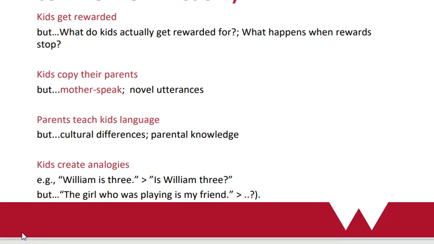We might also want to talk about children creating analogies. They might hear things like William is 3 and be able to turn it into a question. They might notice that people move the verb to the front in a question. But what do we do in complex sentences where there's a relative clause embedded? The girl who was playing is my friend. Which verb should we move? And we do get both structures. We get was the girl who was playing my friend, but we also get is the girl who was playing is my friend. So they will reduplicate: they move, but they leave it there as well. What's going on there? They're not hearing that structure anywhere from the caregivers, but they are, by analogy, producing this.